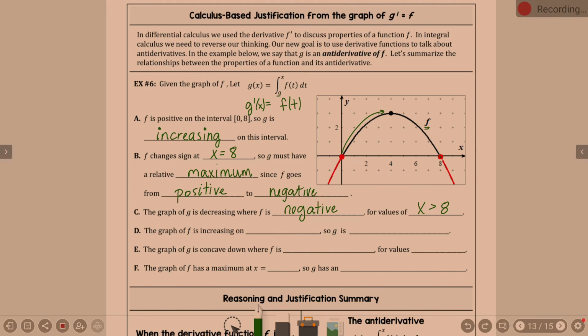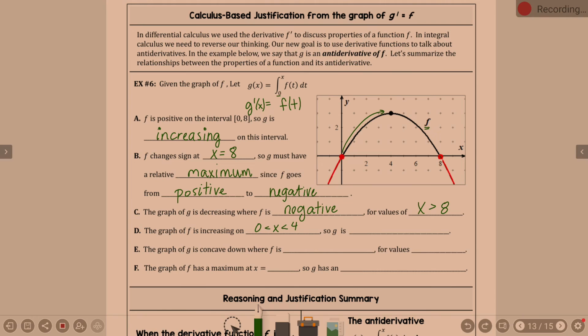But the graph is increasing from 0 to 4. So I wrote it as 0 less than x less than 4. In my notes I have equal to. Do I need equal to? Okay.